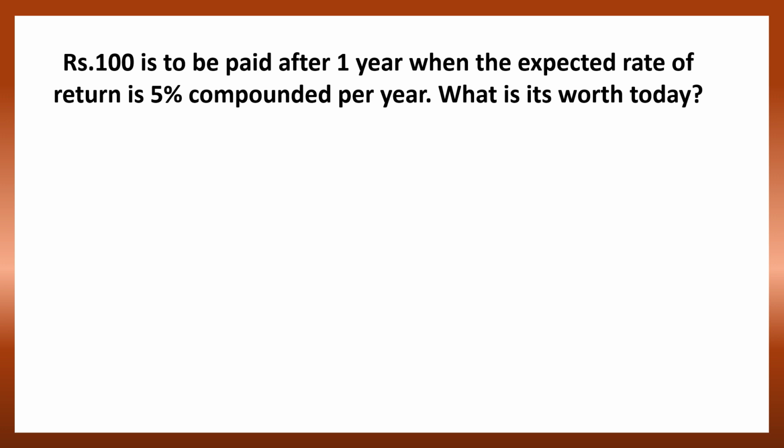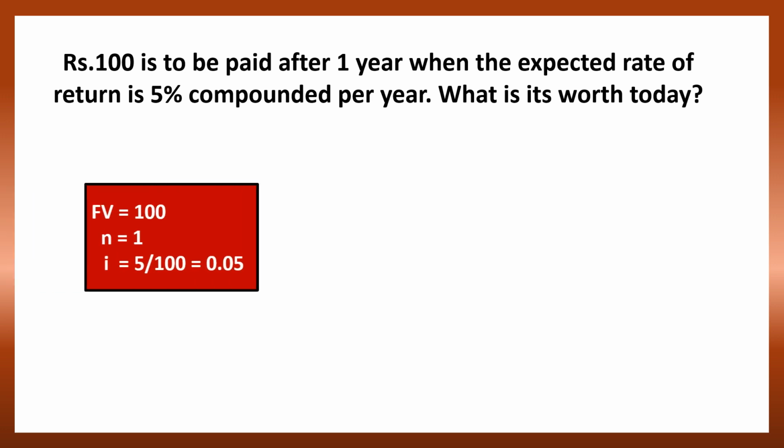So, what all things are known here? The future value is 100. 100 is earned after 1 year. So, that is the future. Therefore, future value is equal to 100. N is 1 year. And I is the rate of return, that is 5%. So that is 0.05.